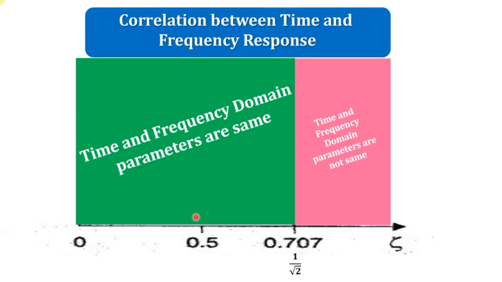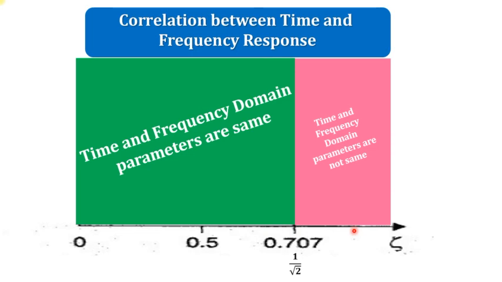If you set your damping ratio more than 0.707, say nearly 0.9, there will not be a relationship between time domain and frequency domain analysis. You need to design separately based on time domain analysis, and you need a separate design for frequency domain analysis. That is a tedious process. There are two different analyses you need to do for a single system, which will take more time.